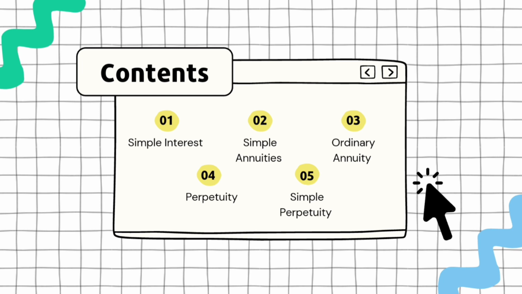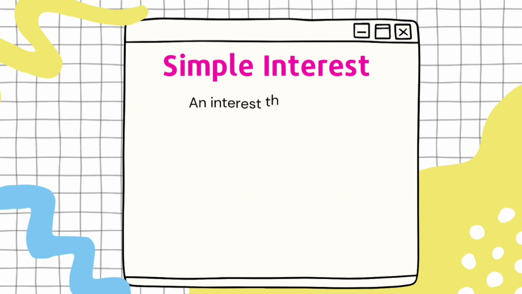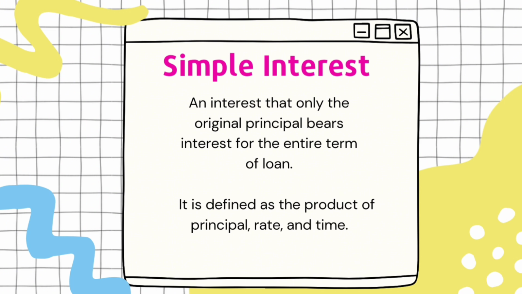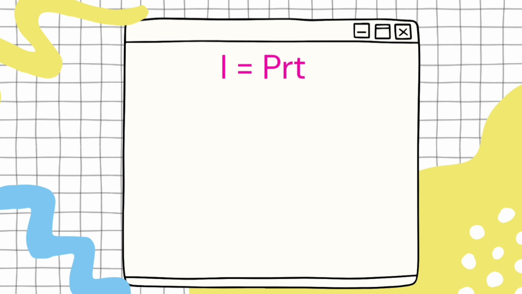Before we go through solving, let's define first the simple interest. Simple interest is an interest that only the original principal bears interest for the entire term of loan, and it is defined as the product of principal, rate, and time. It is an easy method of calculating the interest charges based on the principal amount of a deposit or a loan. So, this is the formula in solving simple interest.